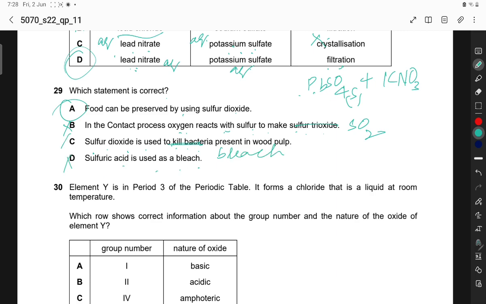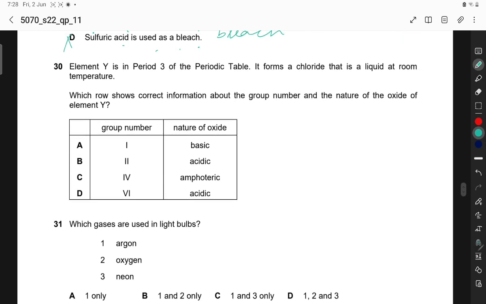Element Y is in period 3 of the periodic table. It forms a chloride that is liquid at room temperature and pressure. Which row shows correct information about the group number and the nature of the oxide of element Y?